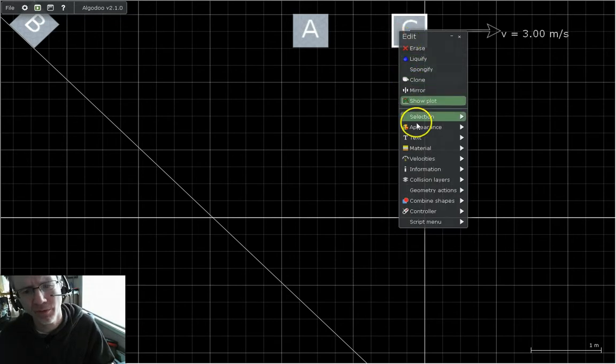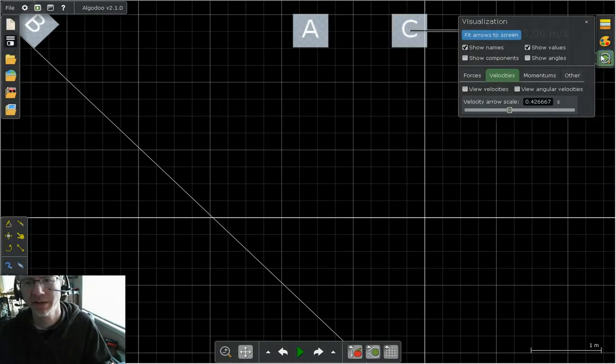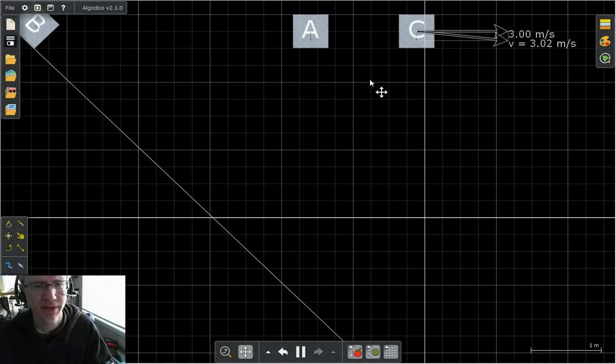So one thing that you can look at in this program is let's visualize the velocities, but actually here's how the program has some stuff set up. Let's view the velocities and let's show the components of the velocities. So now what I want to do is run the simulation and show you what the components of the velocities are.